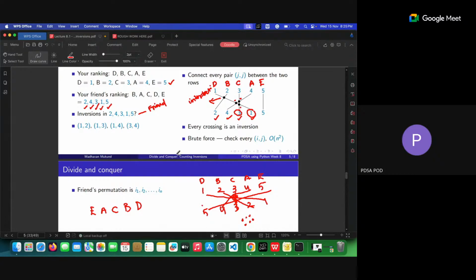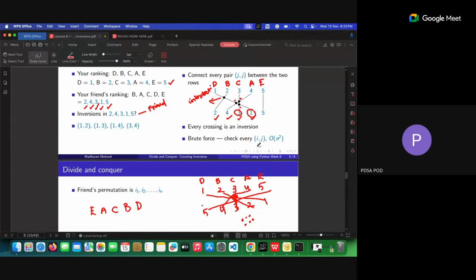So we check the inversions, permutations in your friend only, as per your order. Your order is not changed, your friend's order is changed and inversions are checked. I hope you understand. Fine.